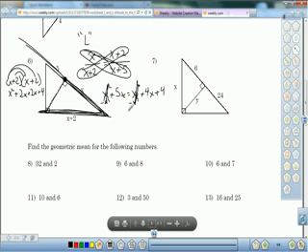X squared plus 2x plus 2x. First, outside, inside, last, plus 4. Combining like terms, I end up at x squared plus 4x plus 4. Now we've got to solve this thing for x.